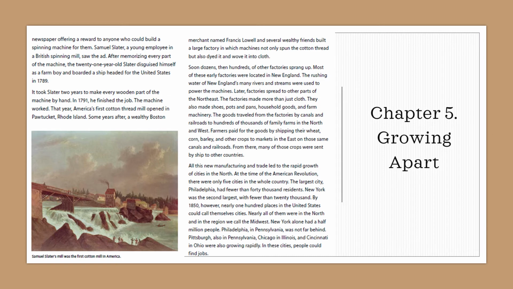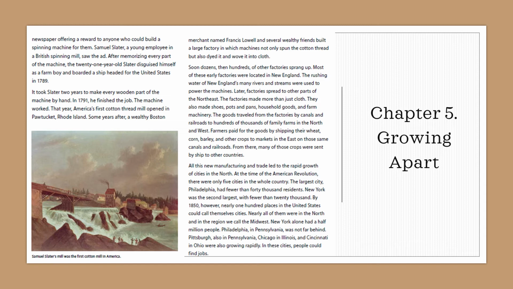Farmers paid for the goods by shipping their wheat, corn, barley, and other crops to markets in the East on those same canals and railroads. From there, many of those crops were sent by ship to other countries. All this new manufacturing and trade led to the rapid growth of cities in the North.